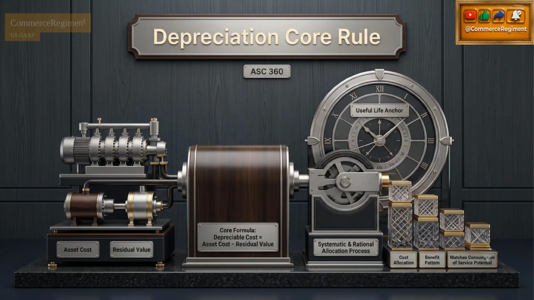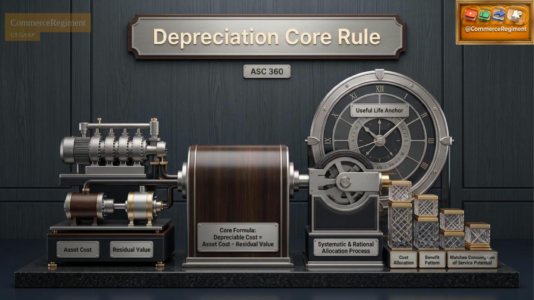Under ASC 360, depreciation allocates PPE cost less residual value over the periods expected to benefit from the asset. The method must be systematic and rational. That means depreciation is not a valuation exercise and it does not try to track market value every year. It is a cost allocation process. The asset's expected useful life anchors the period and the benefit pattern drives the method.